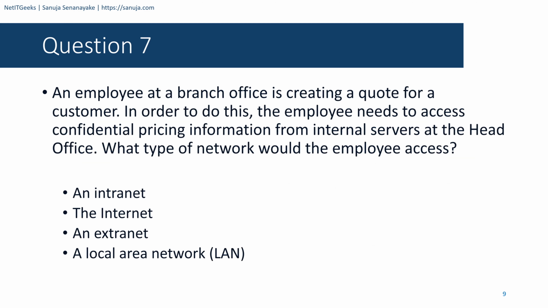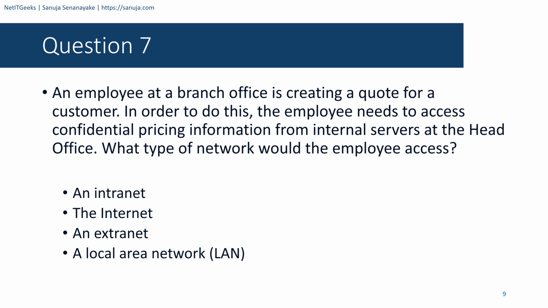Question number 7. An employee at a branch office is creating a quote for a customer. In order to do this, the employee needs to access confidential pricing information from internal servers at the head office, in other words, HQ. What type of network would the employee access? Basically, the employee is accessing an internal network. The options we have here are an intranet, the internet, an extranet, a local area network, also known as LAN.